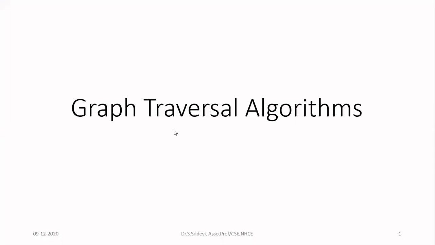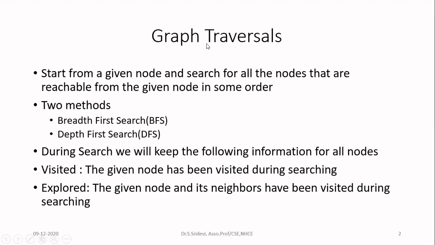In today's class, we are going to focus on graph traversal algorithms. In tree traversal, we have seen that we have different methods of traversing a tree, like in-order, pre-order, and then post-order. Similar to that, in graphs also, we have different traversal algorithms, where you start with a particular node and search all the nodes that are reachable from it. Now let us see what we are going to do in this graph traversal.